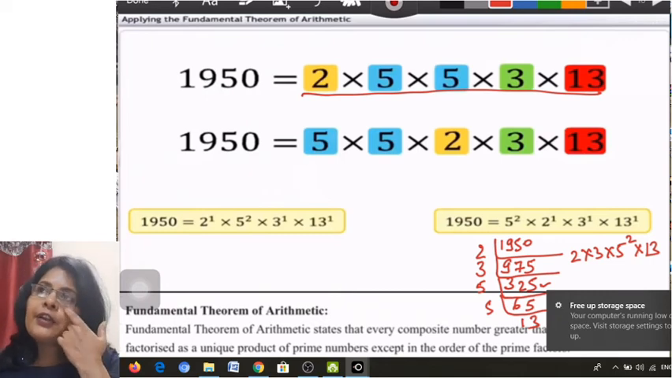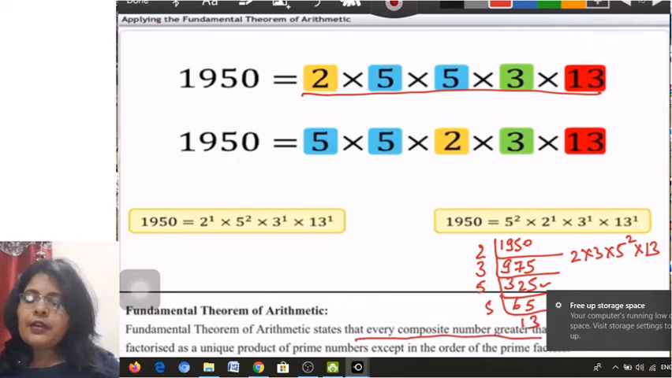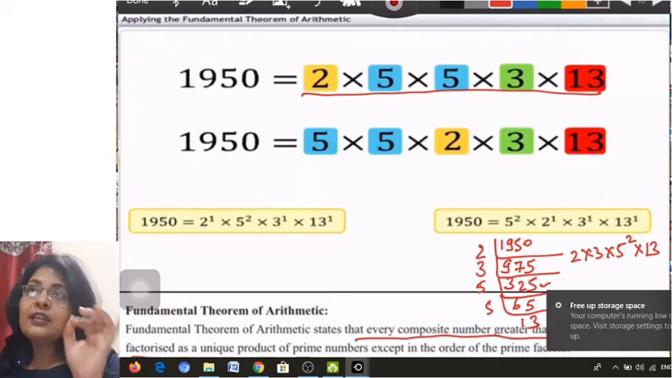So the same thing, the fundamental theorem of arithmetic says that every composite number greater than 1 can be expressed or factorized as a unique product. Unique means single, same.